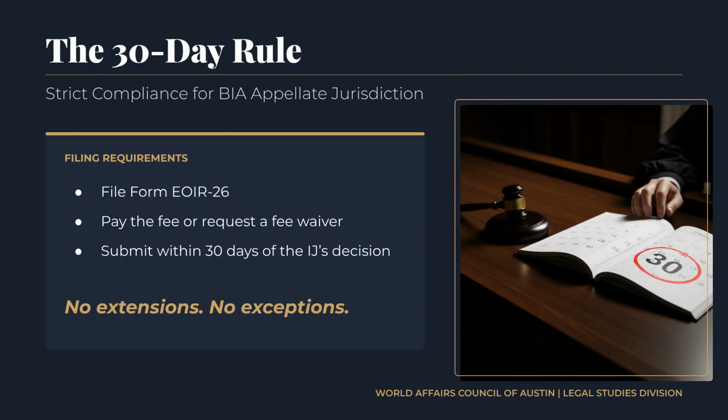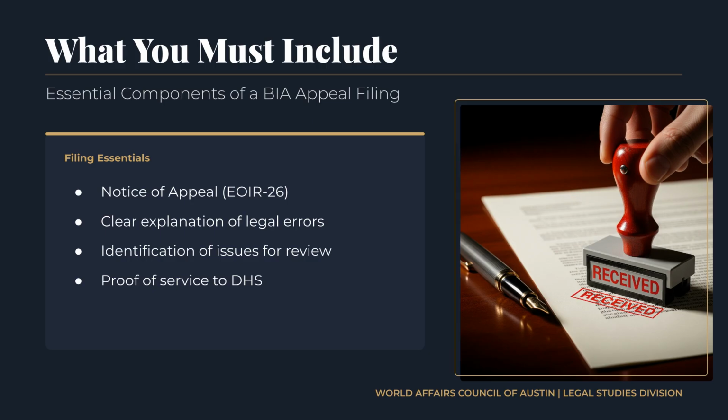The 30-day rule requires strict compliance for BIA appellate jurisdiction. You must file Form EOIR 26, pay the fee or request a waiver, and submit it all within 30 days of the immigration judge's decision. There are absolutely no extensions or exceptions. Essential components of a BIA appeal filing include the notice of appeal, a clear explanation of legal errors, identification of issues for review, and proof of service to DHS.